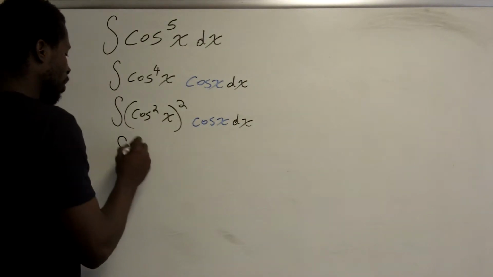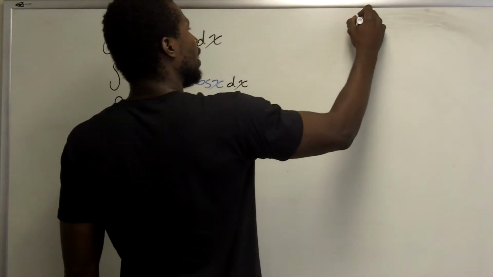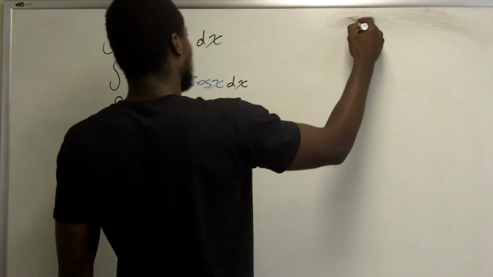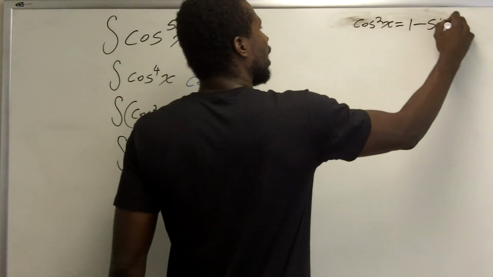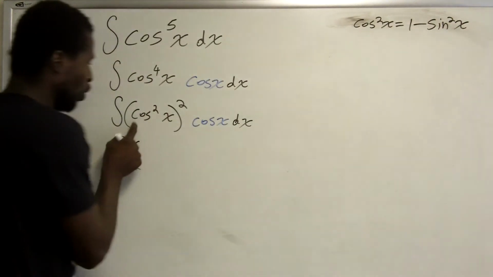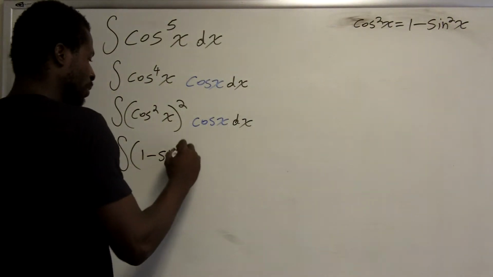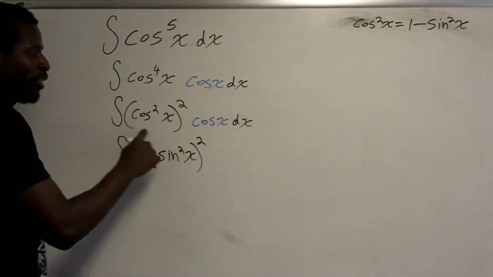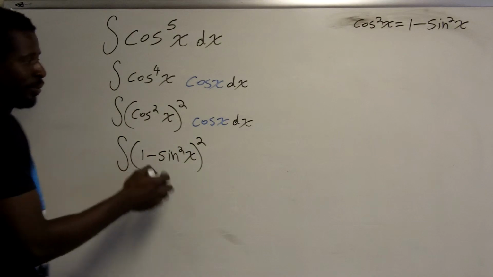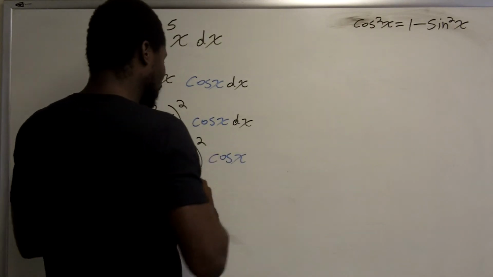The Pythagorean identity we want to use is that cosine squared of x is equal to 1 minus sine squared of x. Since we have a cosine squared inside the parenthesis, we change it to 1 minus sine squared of x, and this is going to be squared. So I change the other factors into sines, and I still have my cosine of x dx. That still stays the same.